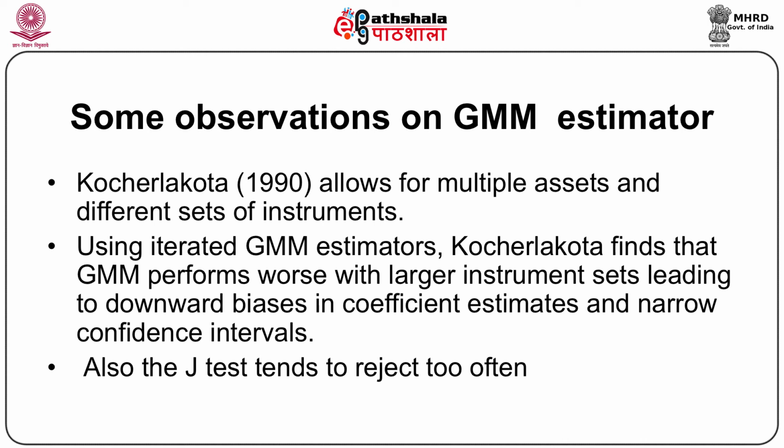Kocherlakota 1990 allows for multiple assets and different sets of instruments using the iterated GMM estimator. Kocherlakota finds that GMM performs worse with larger instrument sets, leading to downward bias in the coefficient estimates and narrow confidence intervals. Also, the J test tends to reject too often. So, you may not always obtain the desirable properties of the GMM estimator under certain conditions.